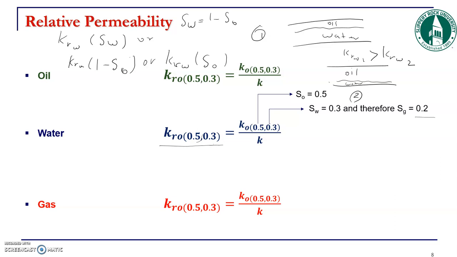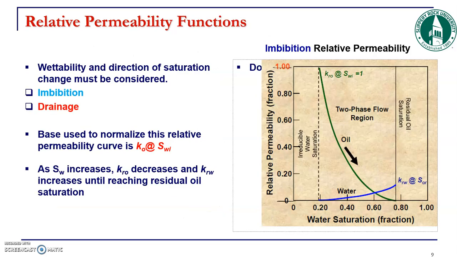That's true for oil relative permeability. This should be G, which is not correct, and this should be G as well. That's the definition, right? So this is a function of water saturation. Apparently all these relative permeabilities are not correct; this should be W, and that's O, right?